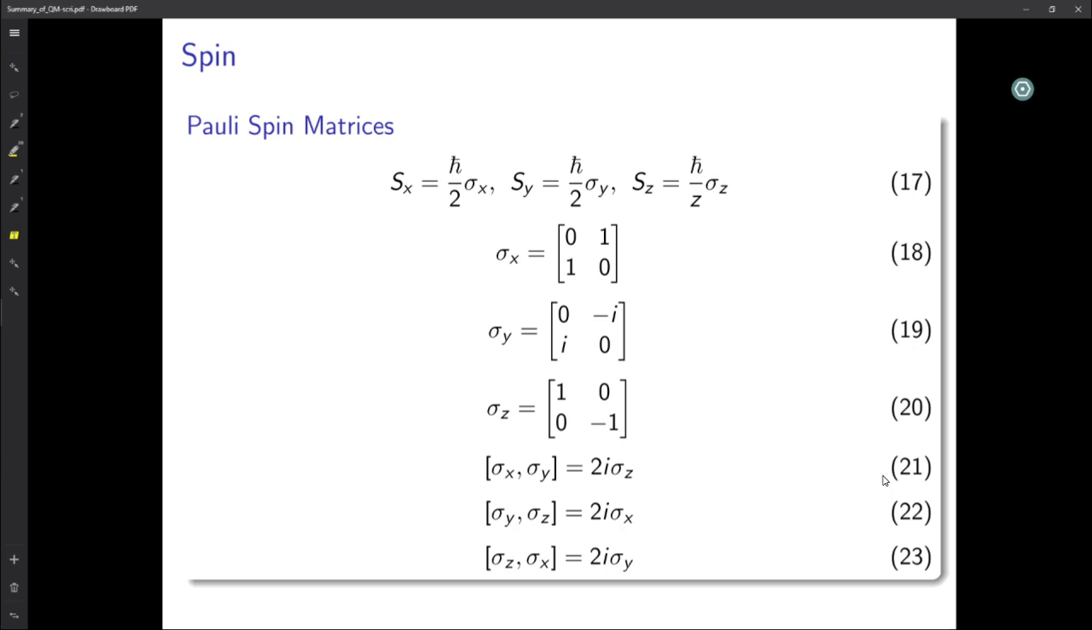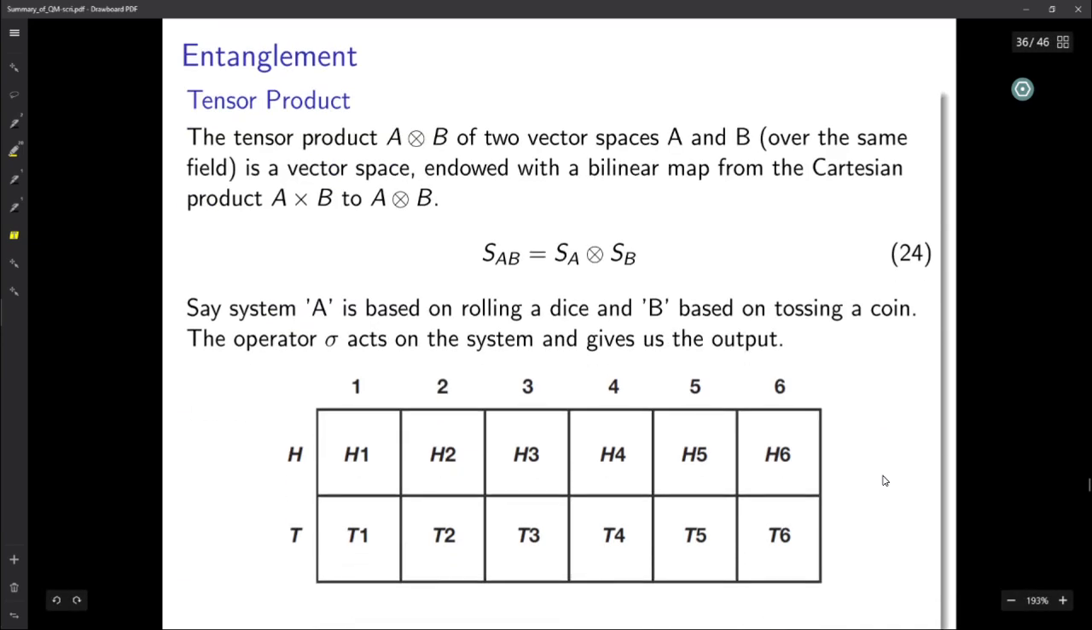Next slide, Puga. Okay, so that is about spin. Do you guys have any doubts or clarifications?